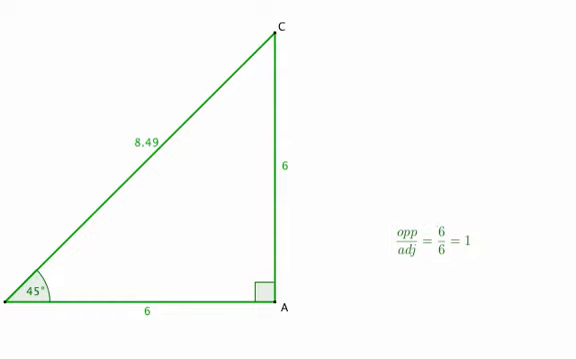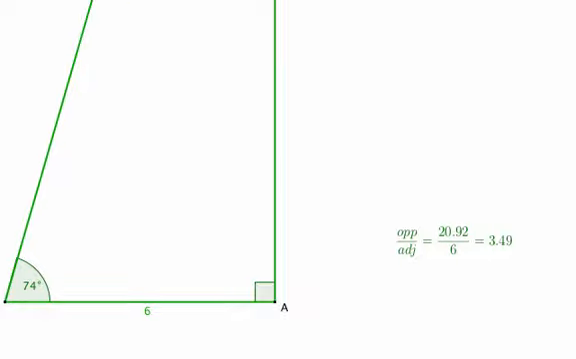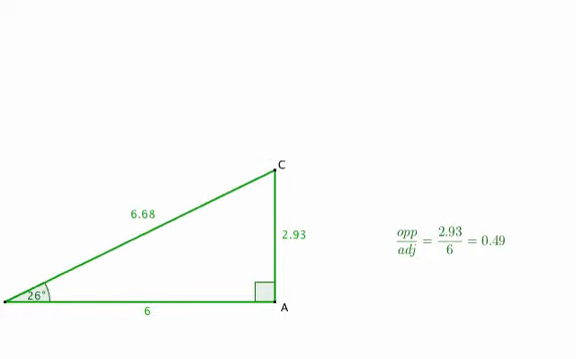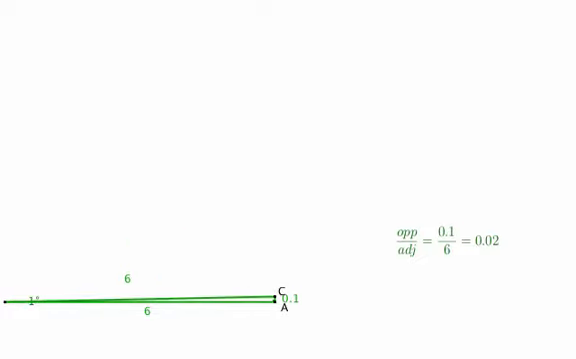Which means any angle bigger than 45, the opposite over adjacent ratio is bigger than 1. And any angle less than 45, the opposite over adjacent ratio is less than 1, until it gets essentially to 0. You haven't got a triangle anymore.